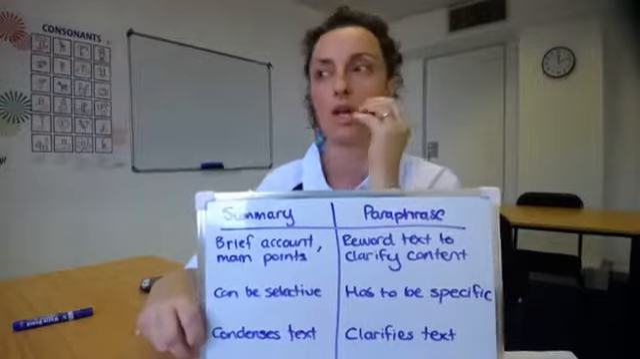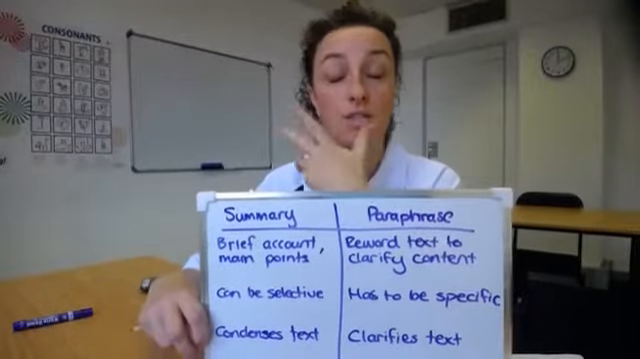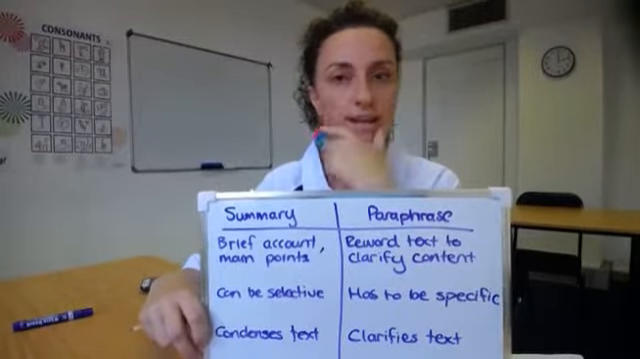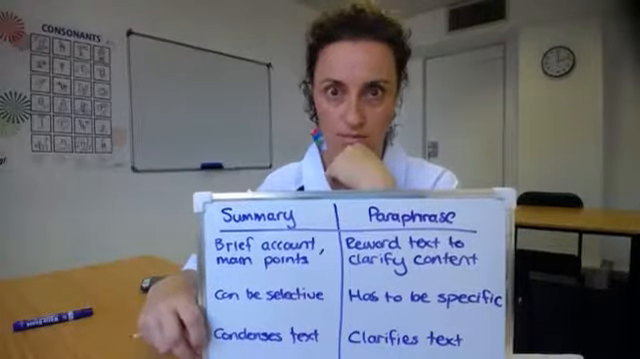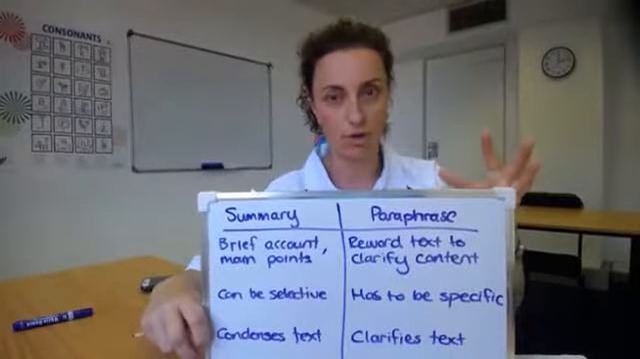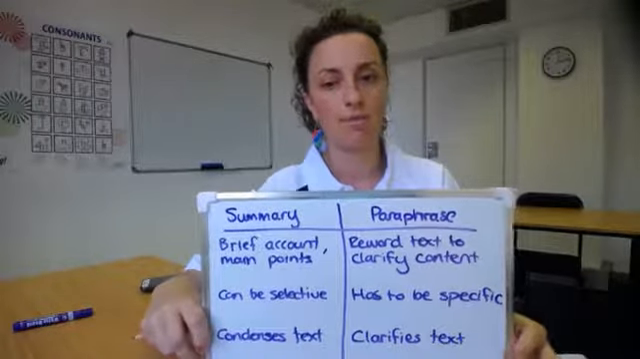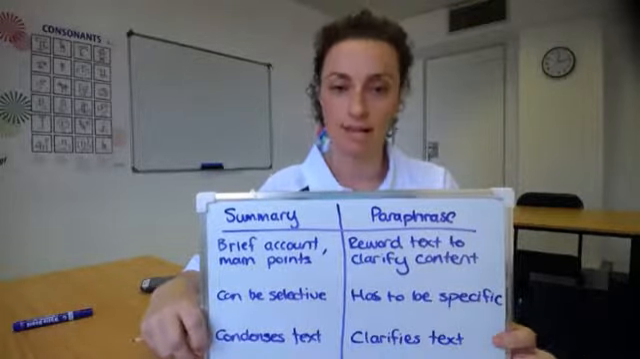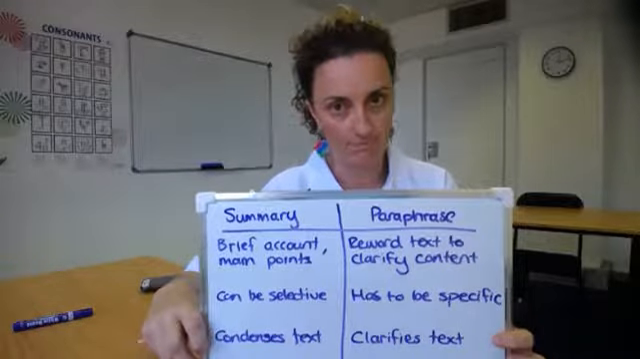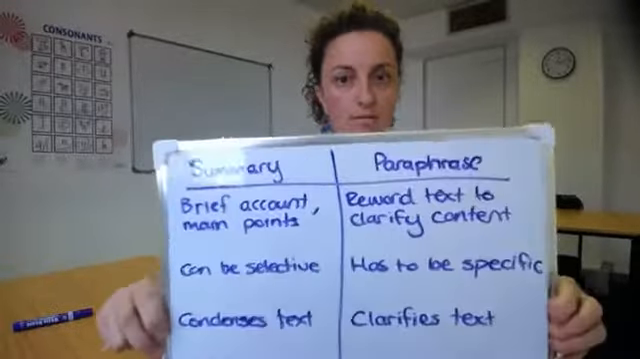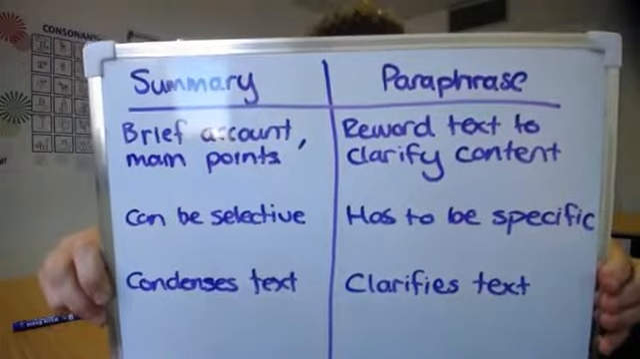All right. The summary condenses the text, makes it smaller. That's why it's so useful for university students that have to study piles and piles of textbooks. It takes that mountain of work and shrinks it down to a manageable size. A paraphrase doesn't condense, it clarifies. All right, so the differences are there.